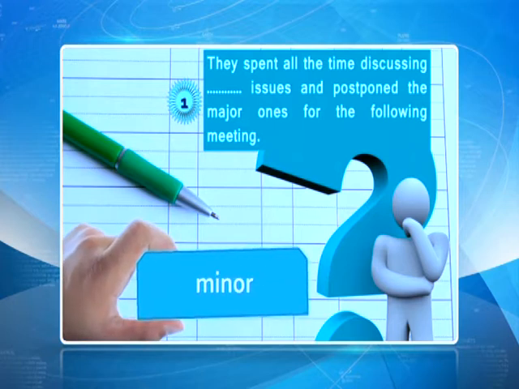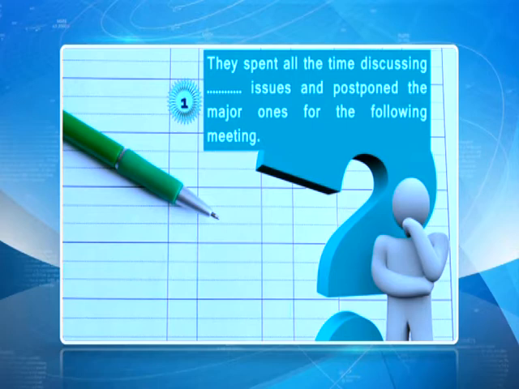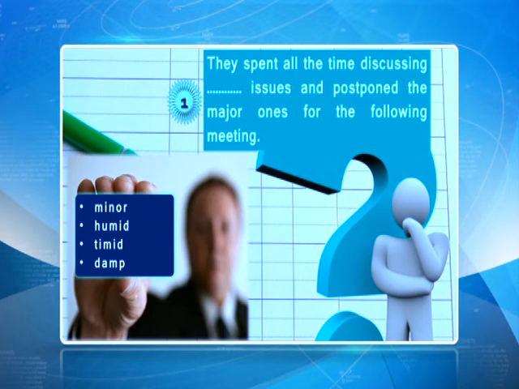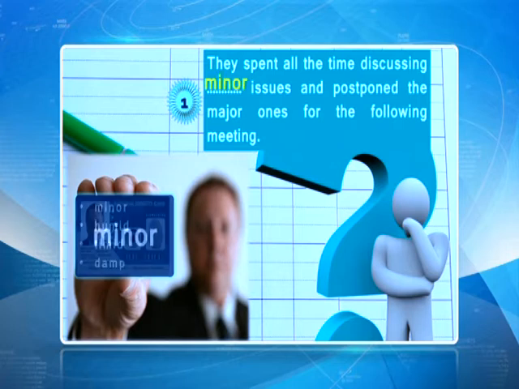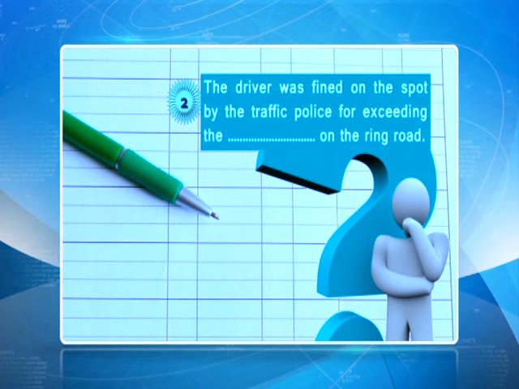Here are the list of words. Minor, humid, timid, and damp. So I'll show you the list of words to choose from. Okay? I'll give you some time to think. All right? So the correct answer is minor. And the complete sentence reads, they spent all the time discussing minor issues and postponed the major ones for the following meeting. Minor here means unimportant or small matters, okay? So, or small issues.